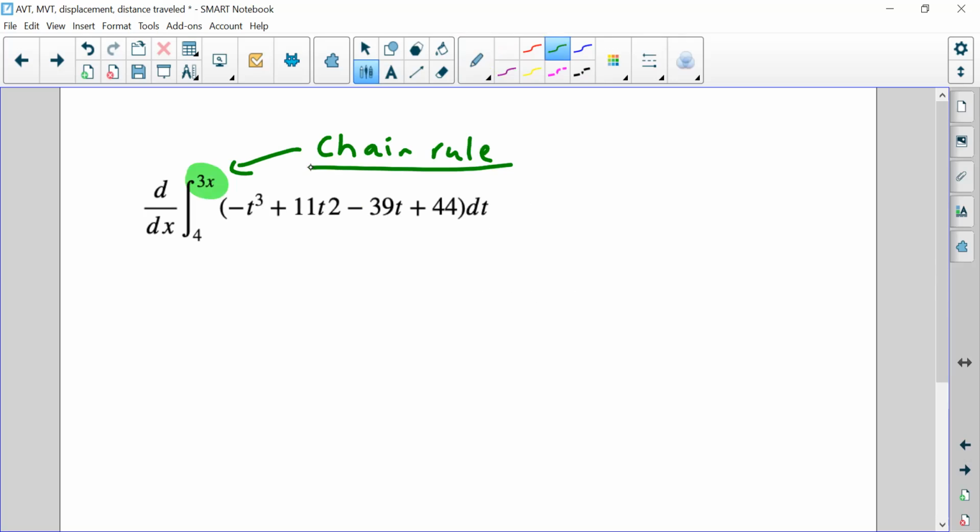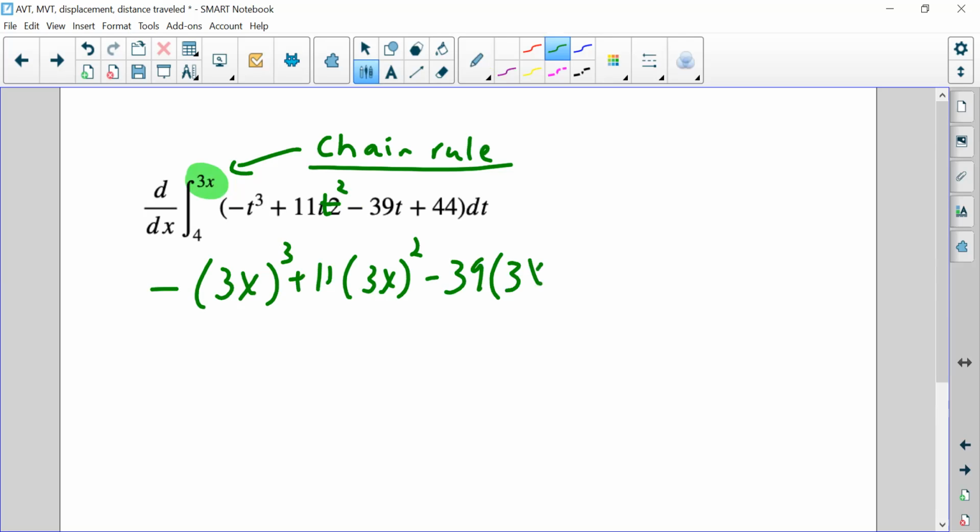Okay, so we're going to do the same process again. I do have my number at the bottom. I got a variable at the top. It's just not x, so I have to realize I'm going to have to apply the chain rule. So the first step is what we've been doing. Replace every t with 3x. So negative 3x cubed plus 11. This should be t squared. That's what I was going to ask. Yep. And that's 11 (3x) squared minus 39 times 3x plus 44. Okay, so that's my step 1. So I just replace every t with 3x.